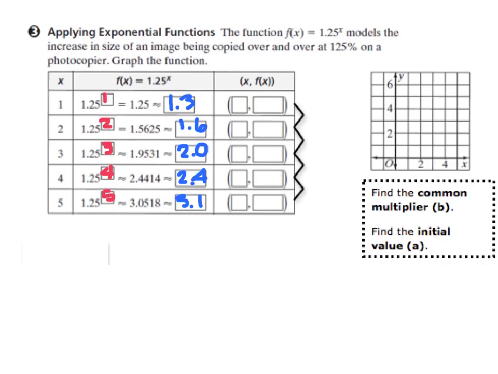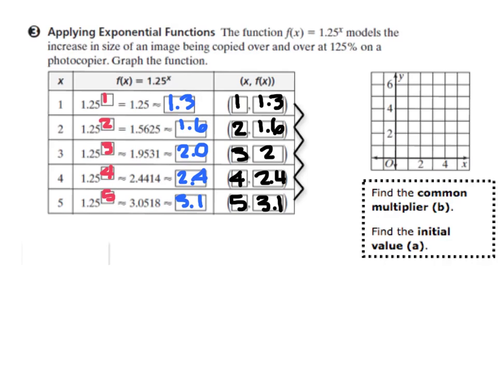So notice here I'm actually going to write these as ordered pairs. So the x value is 1 and my y value is 1.3. X value is 2, y value is 1.6, x value is 3, y value 2, x value 4, y value 2.4, 5 is the last x value, and 3.1.